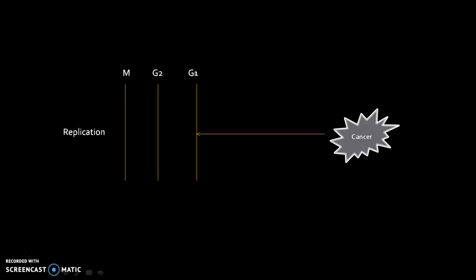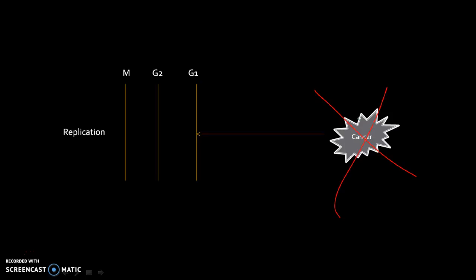Okay, so here we have a cancer cell. And it wants to go through mitosis and replicate. So it starts going through the cell cycle. But there are checkpoints which essentially stop it from getting to replication. So it tries to replicate, but it stops at the first checkpoint, which eventually leads to it dying off.